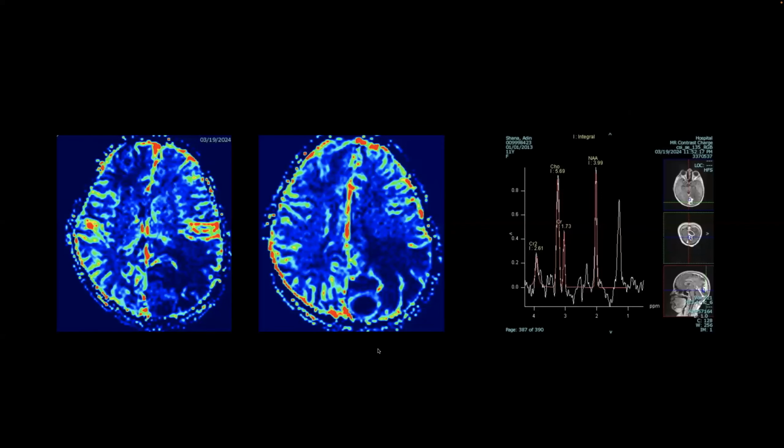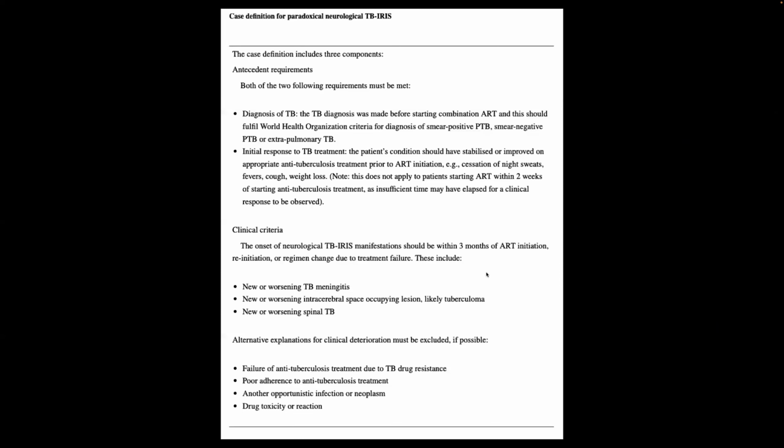I think ASL and spectroscopy were done. It is showing reduced perfusion, and the spectroscopy is typically characteristic of a tuberculoma, with elevated lipid peaks. So the question now is, what was the question, Aarti? Is it IRIS-related TB or is it drug-resistant TB? Yes, sir, that is the question.